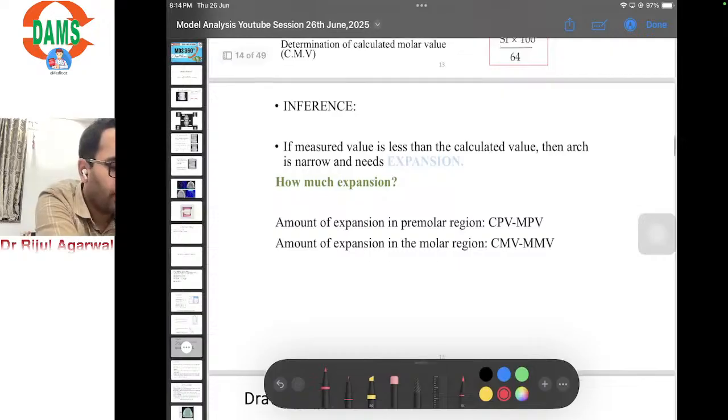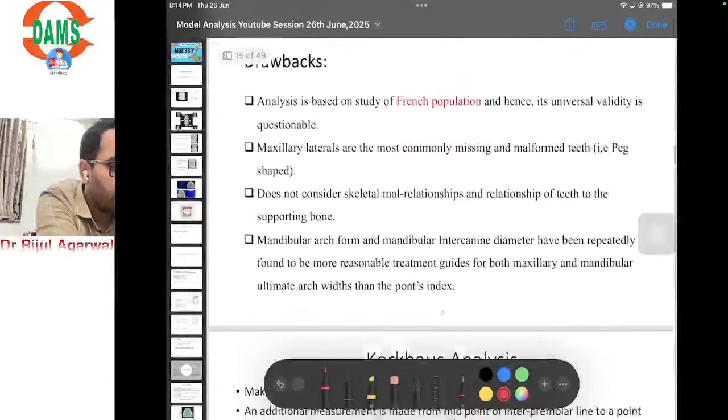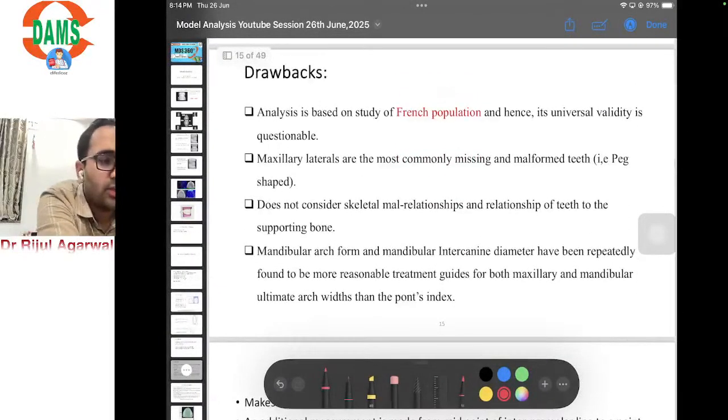Okay, so what were the drawbacks of these analyses? Very important thing and very easy to understand as well. As Pont was an orthodontist based in France, he did a study on the French population, so the universal validity is questionable. This French population, another important MCQ.